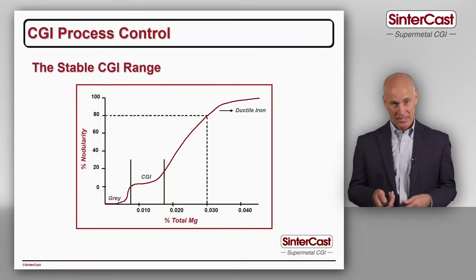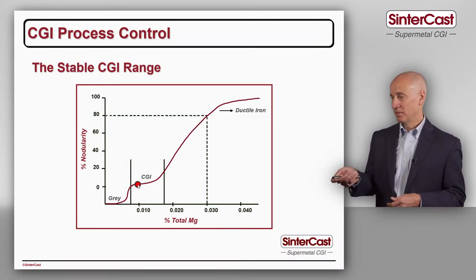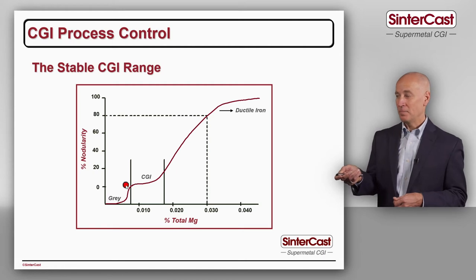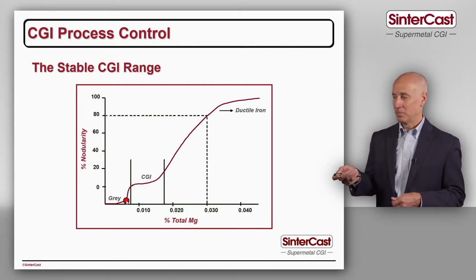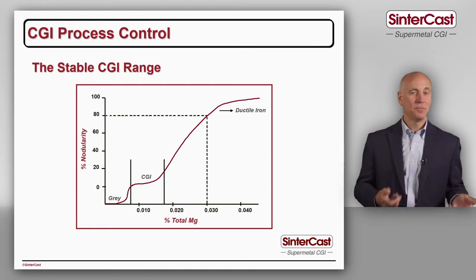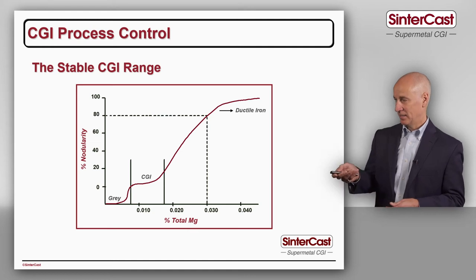The next thing that we have to consider is that the magnesium is always fading. The boiling temperature of magnesium is 1,100 degrees Celsius, and the liquid iron in the ladle is more than 1,450. So the magnesium is constantly boiling off the surface. And the general rule is that we lose 0.001% of magnesium every 5 minutes. So if we make a ladle and we start in this position, the first casting is good CGI, but the magnesium fades, the second one is lower, the third one is a bit lower, and maybe by the end of the ladle, we fall off of this abrupt transition from CGI into gray iron, and then we start to make flakes.